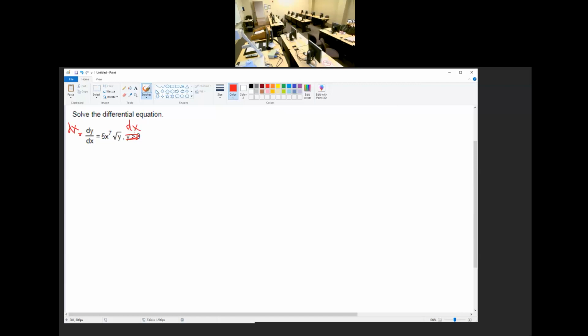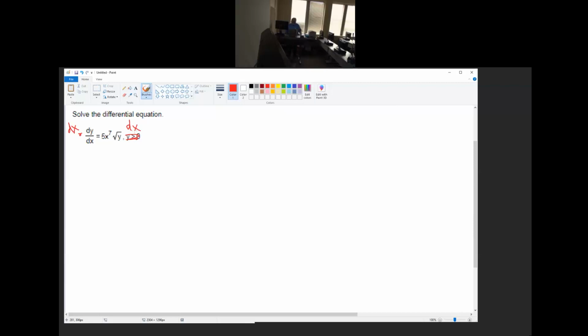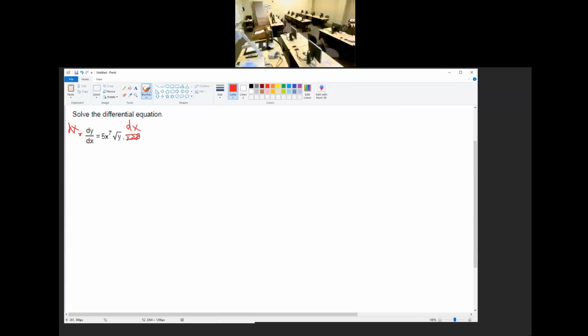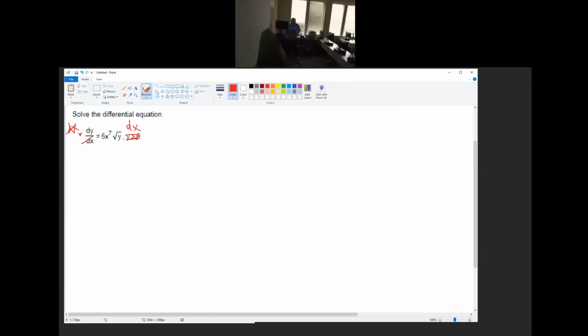If that gets us nowhere, no problem. We can start over. The dx's cancel out, and you're left with dy equal to 5x to the 7th power times square root of y, or y to the 1/2 power, times dx.